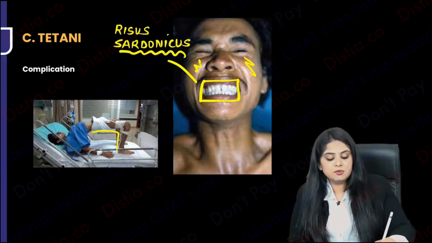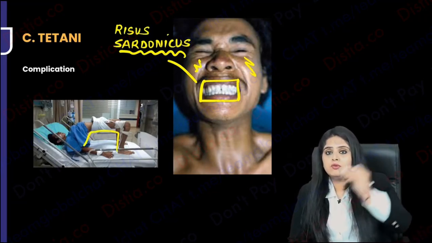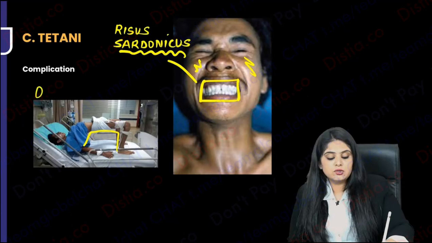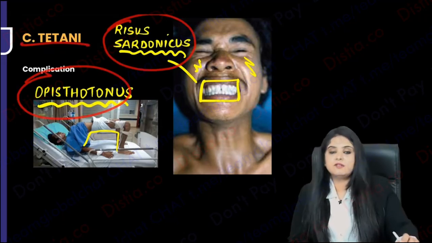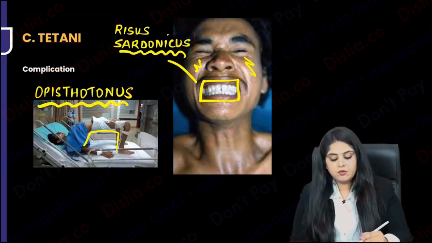Second, you can see this position over here, the bow-like position. That bow-like position is known as opisthotonus. That is referred to as opisthotonus. So repeating these two things, risus sardonicus and opisthotonus are associated with complications of these. Should we move on to the diagnosis?